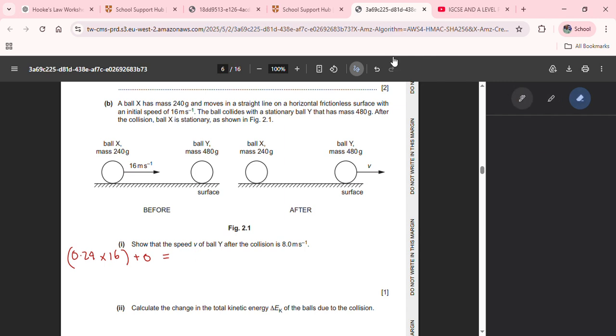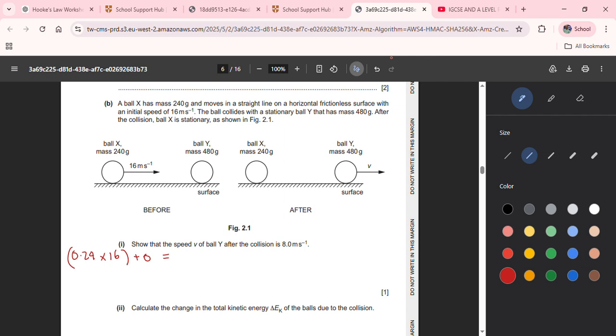So x first, because the x after that collision is stationary, so 0 plus myvy, which is 0.48, times the vy that we are going to find after the collision. So by this calculation we will get that the vy is equal to 8 meter per second.